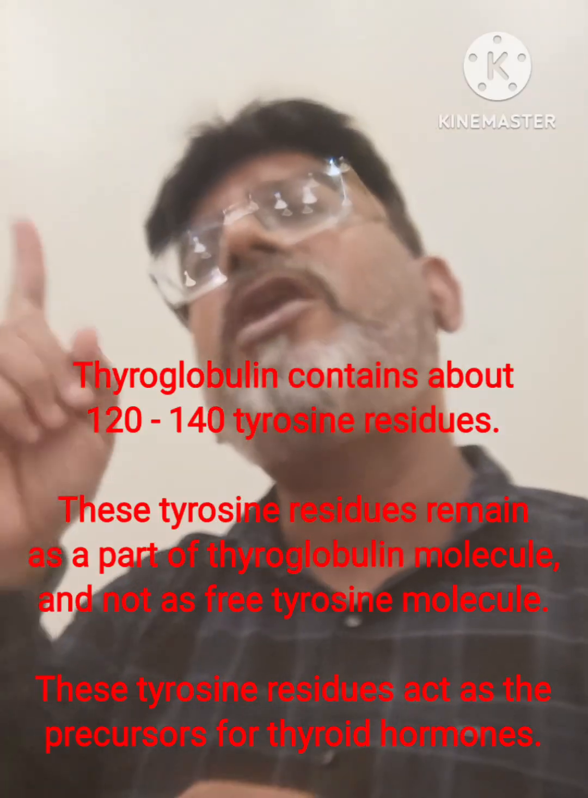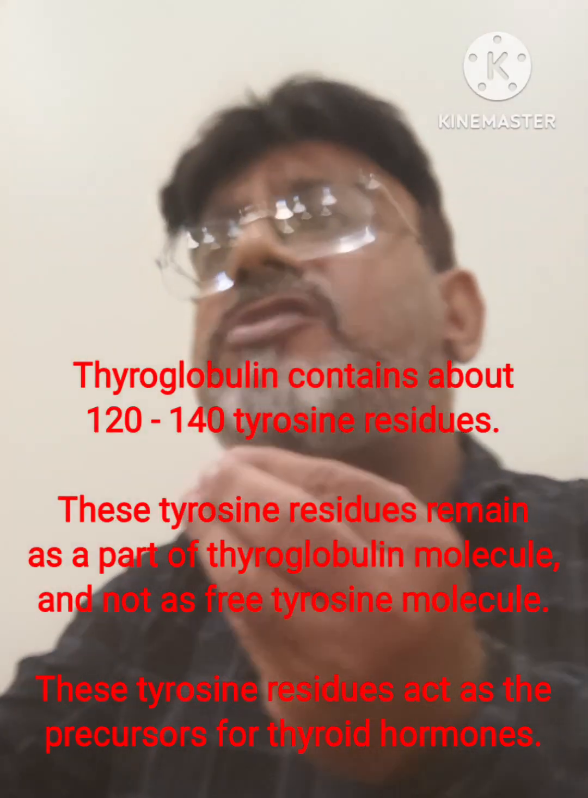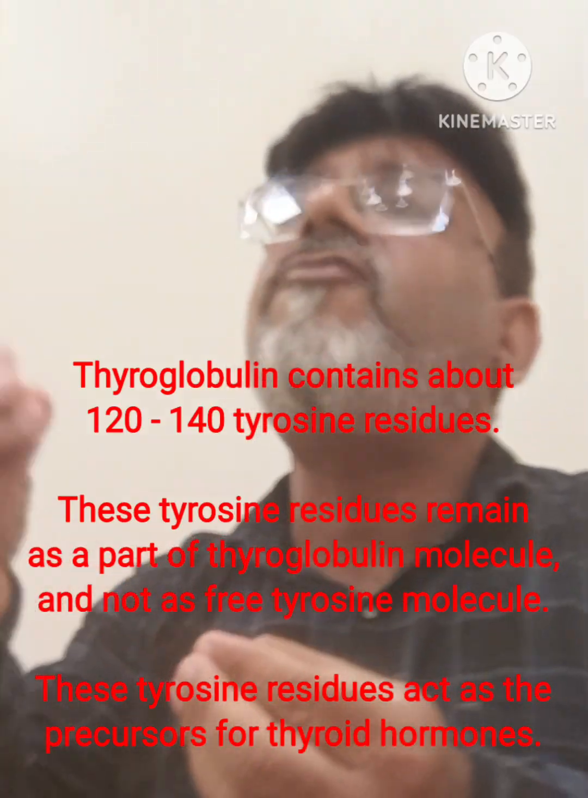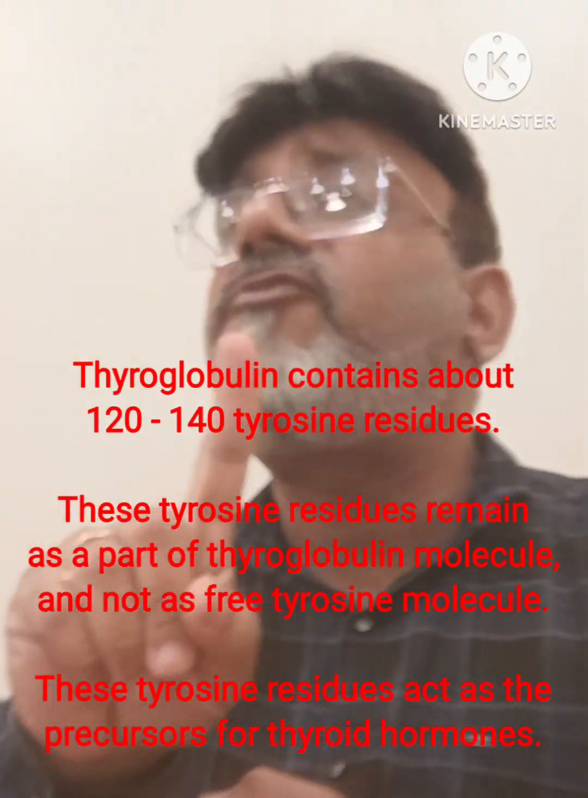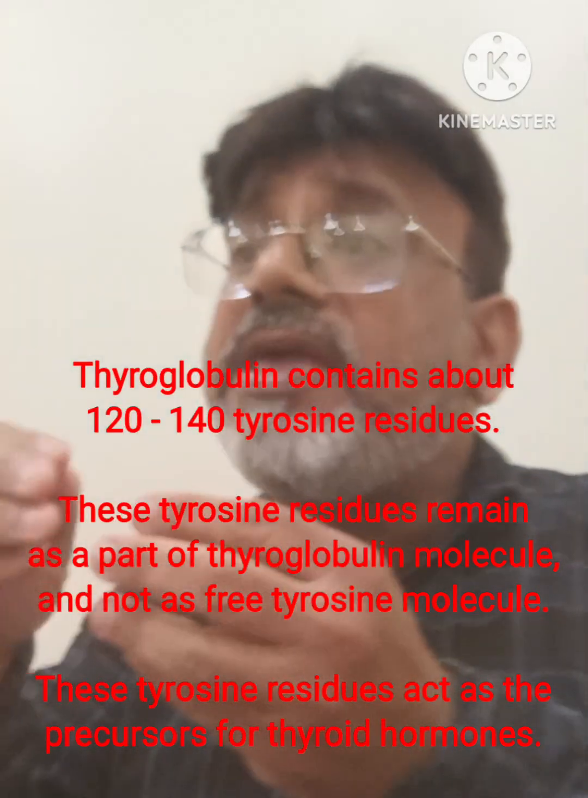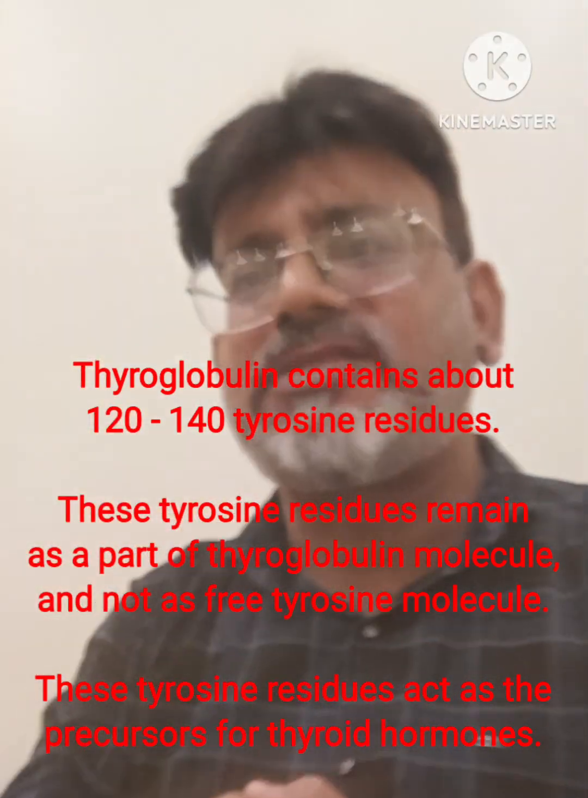Thyroglobulin contains about 120 to 140 tyrosine residues. These tyrosine residues remain as a part of the thyroglobulin molecule and not as free tyrosine molecules. These tyrosine residues act as precursors for thyroid hormones.